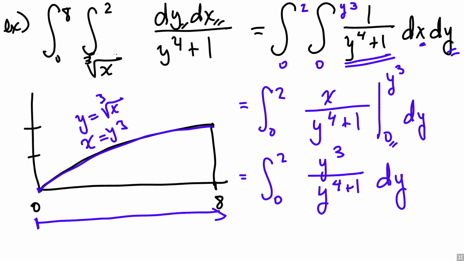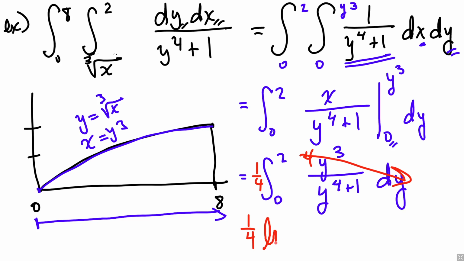Now, in order to do this, is a u sub. So my u, which will be y to the 4th plus 1, du will be 4 y cubed dy. So we're missing a 4. Introduce that, bring out a 1/4. So ignore, because that's our du. So we're going to end up with 1/4.